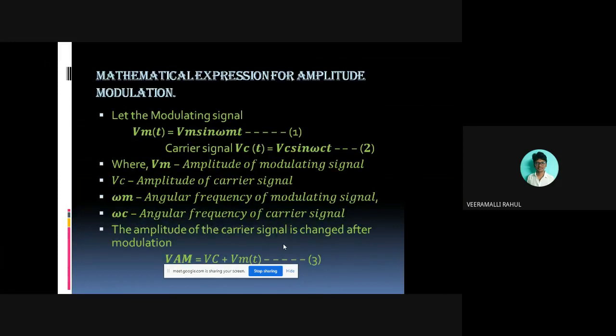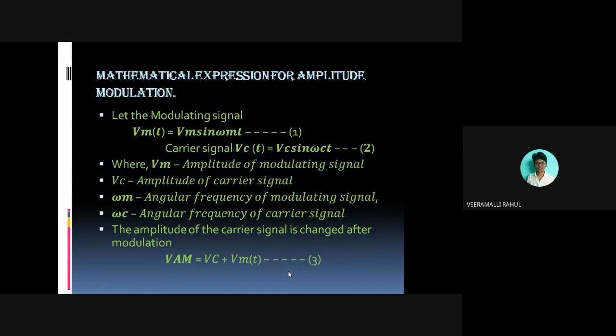Now let's see the mathematical expression of AM. Vm(t) = Vm sin(ωm t). This is the modulating signal. And Vc(t) = Vc sin(ωc t). This is the carrier signal equation. Here Vm is the amplitude of the modulating signal, Vc is the amplitude of the carrier signal, ωm is the angular frequency of the modulating signal, and ωc is the angular frequency of the carrier signal.